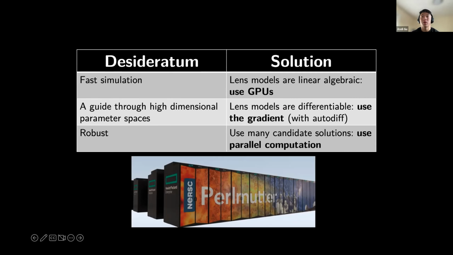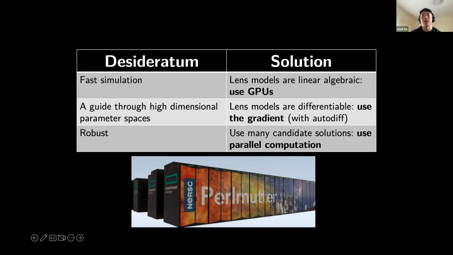Luckily, most popular lens models are analytic, so their deflection angles can be calculated via a series of simple matrix operations. And this is what I mean by the lens models being linear algebraic, right? Since this is the case, we can use GPUs for fast simulation, because we know GPUs are exceptionally good at elementary operations on large matrices.